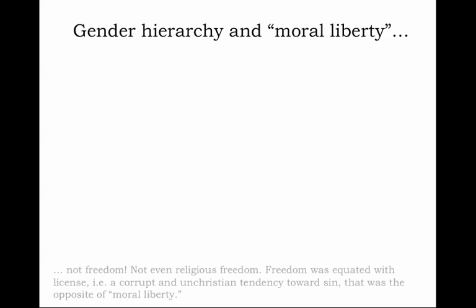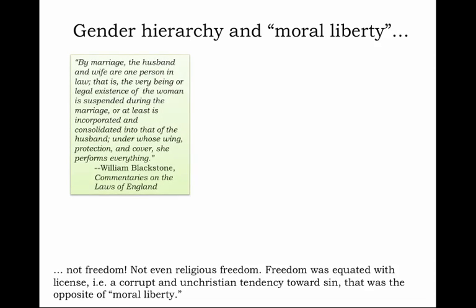Gender hierarchy and moral liberty, you might say, not freedom, not even religious freedom. As I said already, freedom was equated with license, that is, a corrupt and unchristian tendency towards sin, which was the opposite of what the Puritans called moral liberty. Moral liberty came with all kinds of restrictions and duties and obligations. And that included, within the family, the relations between husband and wife.